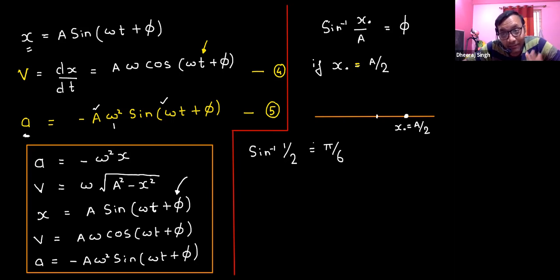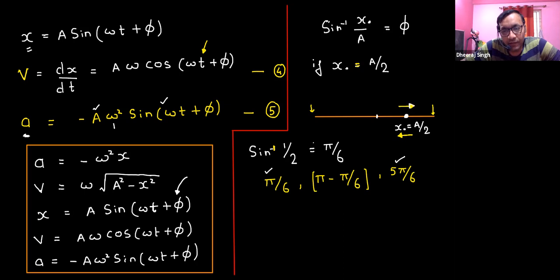Now, there is a mistake you guys are doing. The object can go this way from there, and it might be that it is coming back from there. Are these two situations same? Will the value of phi be same for both? No, it is not same. So there are two values of phi for every position of x. Apart from the extreme positions, there are two values of phi. So pi by 6, and it can be pi minus pi by 6, right? Sine of pi minus theta is also sine theta only. So it can be pi by 6 or 5 pi by 6. It can be both. When it is going in this direction, it is pi by 6. When it is coming back, it is 5 pi by 6.